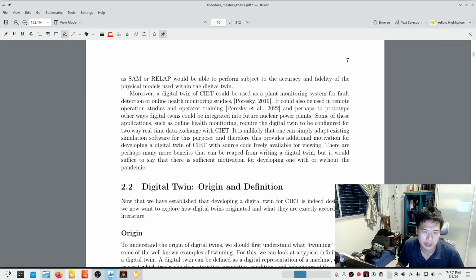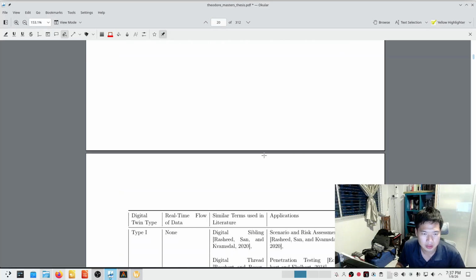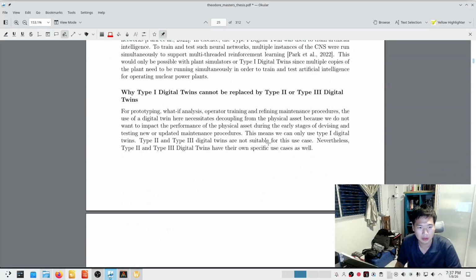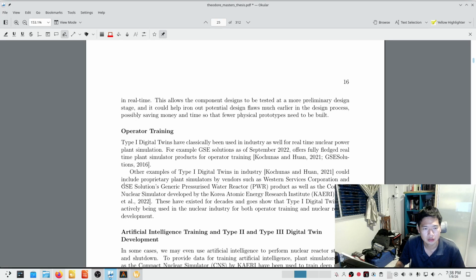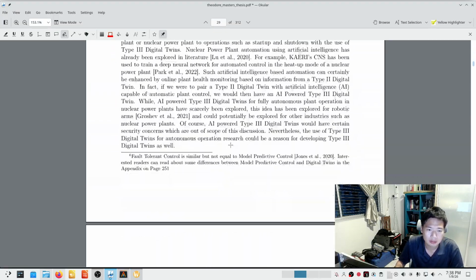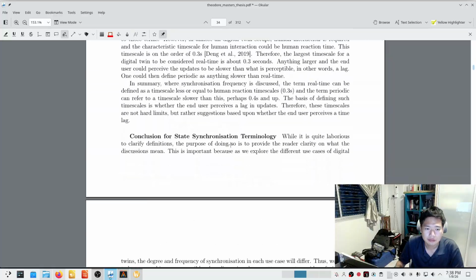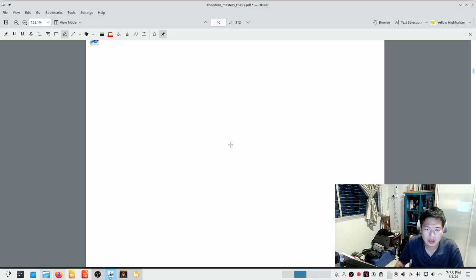Here is me justifying why there should be a digital twin of CIET, and these are definitions of digital twins, which I am going to skip. I actually repeat this part in my PhD dissertation, kind of emphasizing it. There is also artificial intelligence and operator training. The nice thing about having this simulator is that once you have it, you can train people how to operate the system. I'm going to skip this part and go down here.